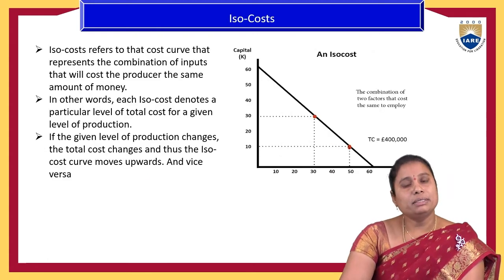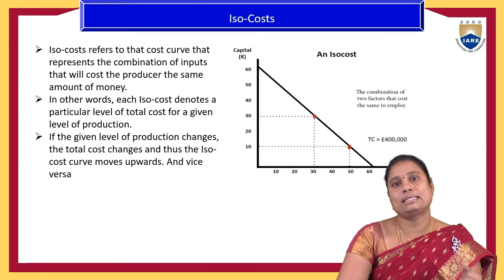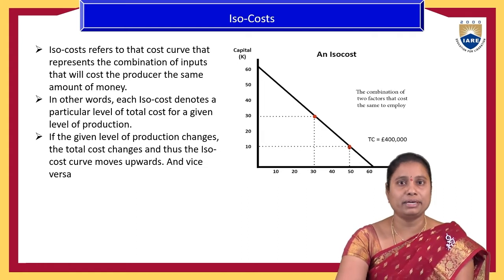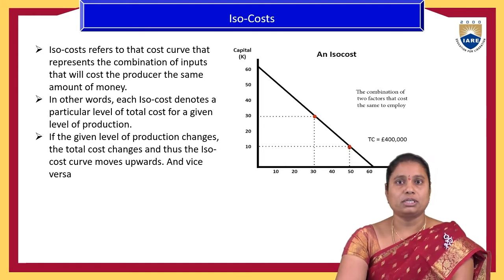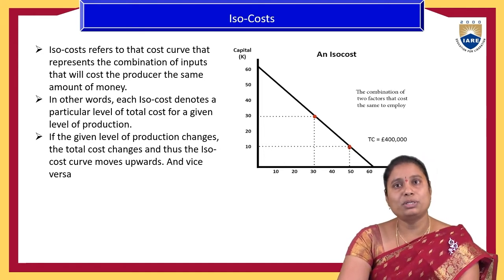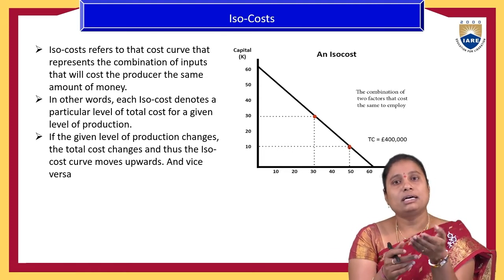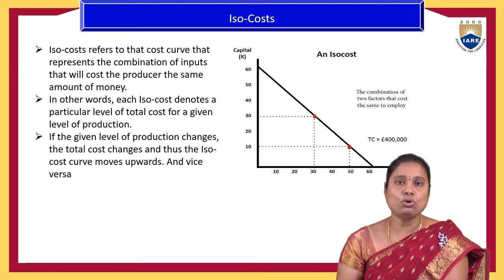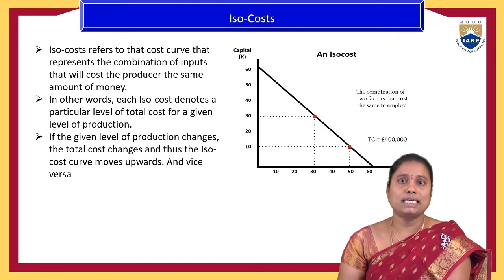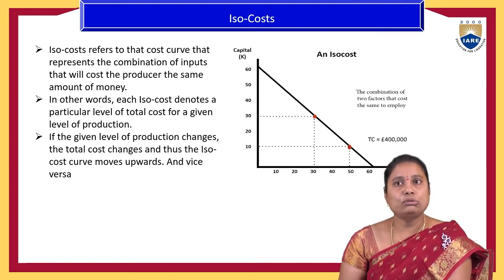Same thing, instead of quantity of production, the producer also has to think about the cost element, because the expenditure should not change for the producer. If he thinks about the same expenditure for different combinations of inputs, then it is called isocost. Isocost, that is, equal cost for different combinations of the inputs, is called the isocost.